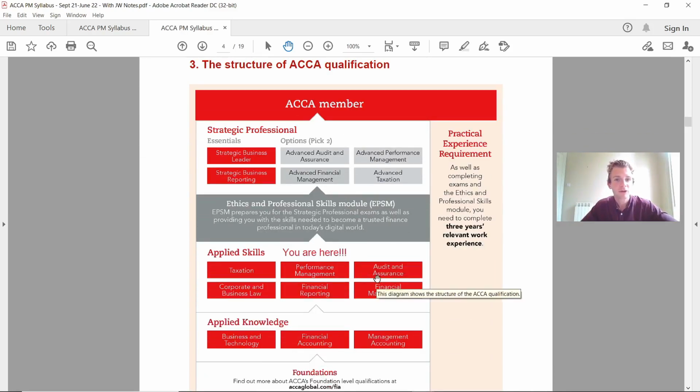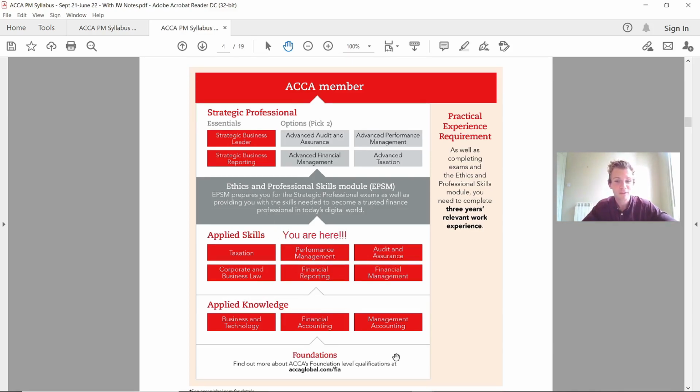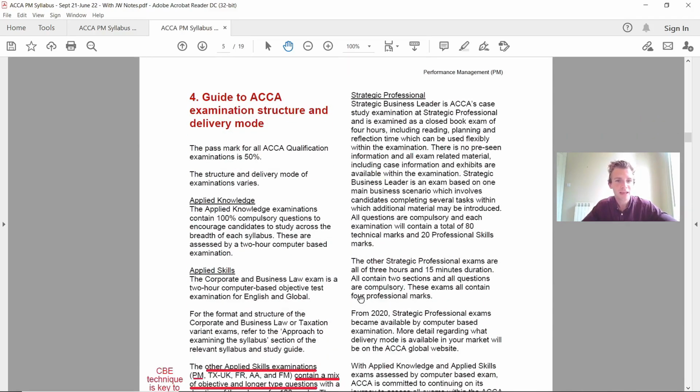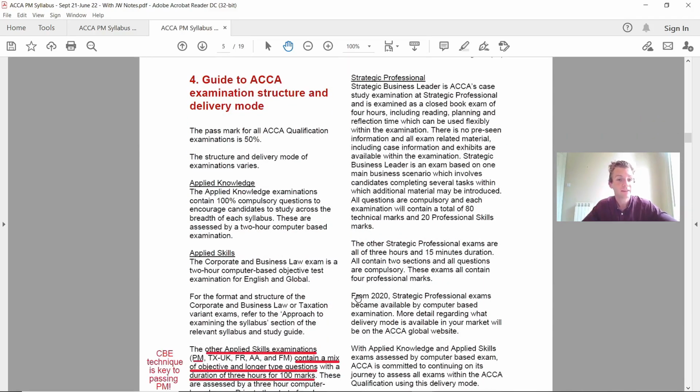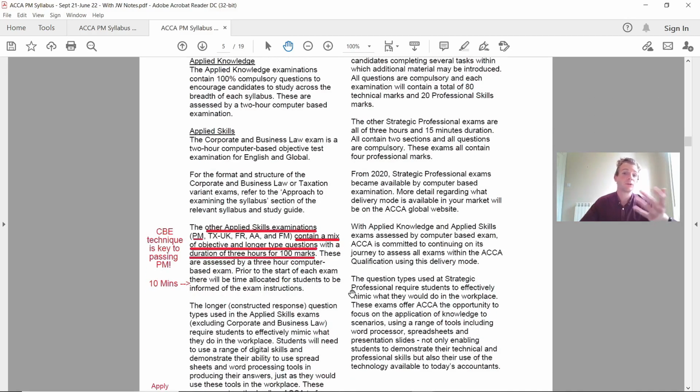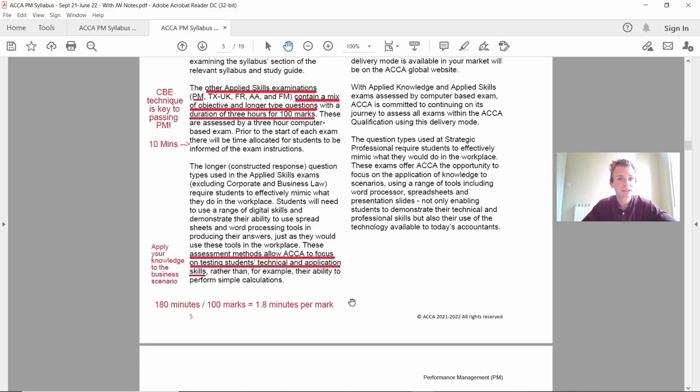So this is the actual structure for the ACCA qualification, and you are here for performance management, if you're thinking about going on to advanced performance management, whatever it may be. But that's just to give you an indication that there's management accounting, and it nicely leads on into the applied skills. Moving on, this is the guide to the examination structure, and it breaks it down for all of the exams, but these are the critical things that you need to be aware of. And I've noted on here about the actual applied skills.